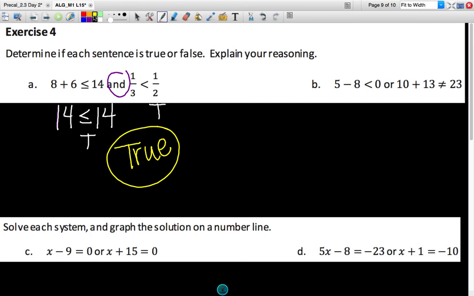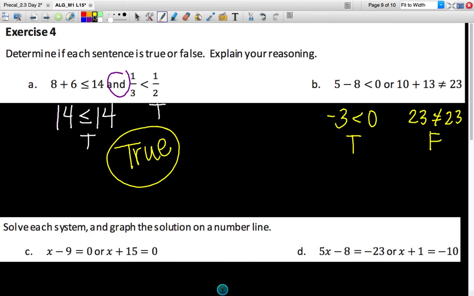Part B. 5 minus 8 is -3. -3 is less than 0. That is a true statement. 10 plus 13 is 23. 23 cannot equal 23. That is a false statement.